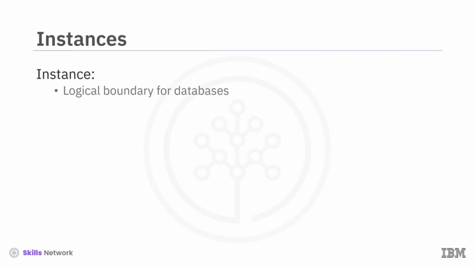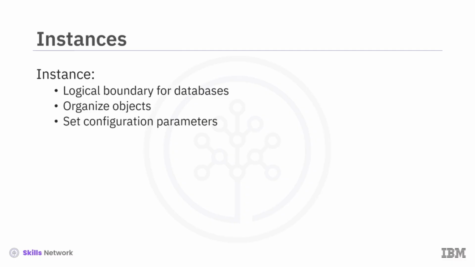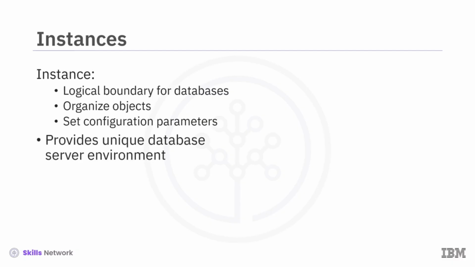An instance is a logical boundary for a database, or set of databases, where you organize database objects and set configuration parameters. Every database within an instance is assigned a unique name, has its own set of system catalog tables, which keep track of the objects within the database, and has its own configuration files. You have the option to generate multiple instances on a single physical server, ensuring a distinct database server environment for each instance. The databases and other objects within one instance are isolated from those in any other instance.